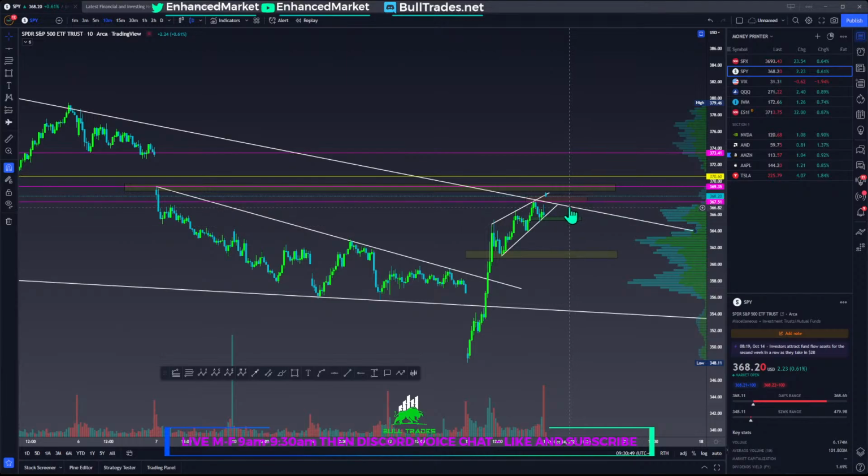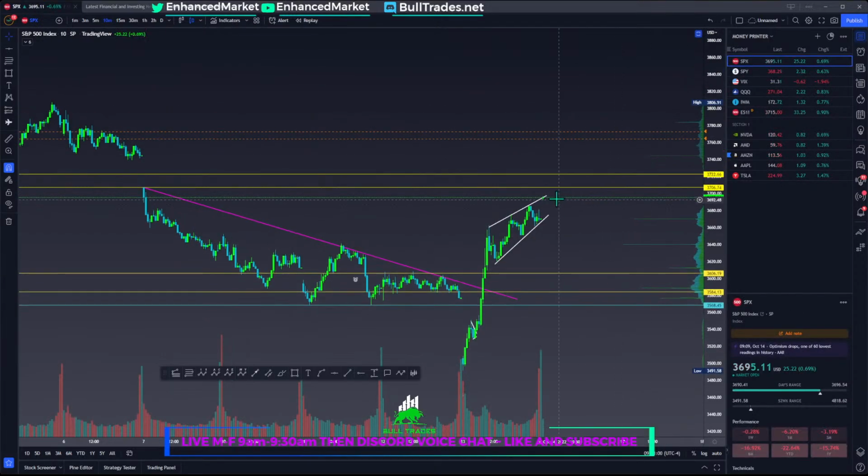If you want to take puts, this is a great area to take puts on SPY or SPX. Stop loss would be above this high here, and the price target would still be here, because we're sitting right at resistance.